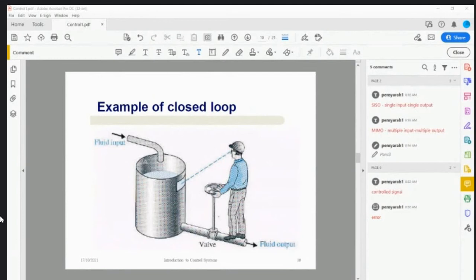There is one more example. Can anyone tell me what is actually the process here? By looking at this diagram, can you identify what the process is? Muhammad Badrul. If you don't want to answer by voice, you can type on chat. Look at the system, try to understand the process.